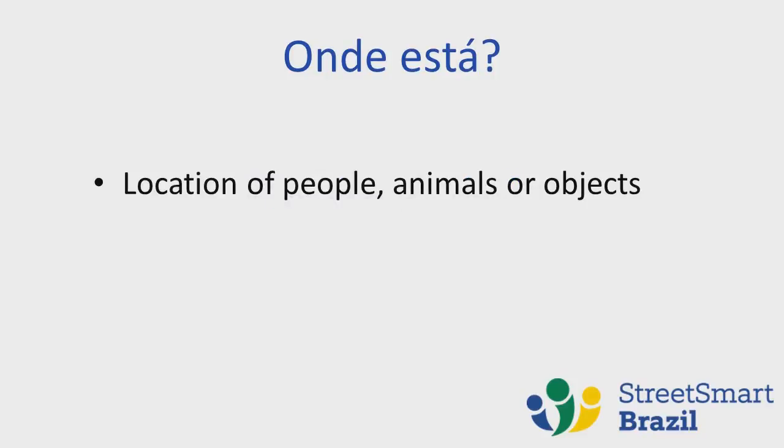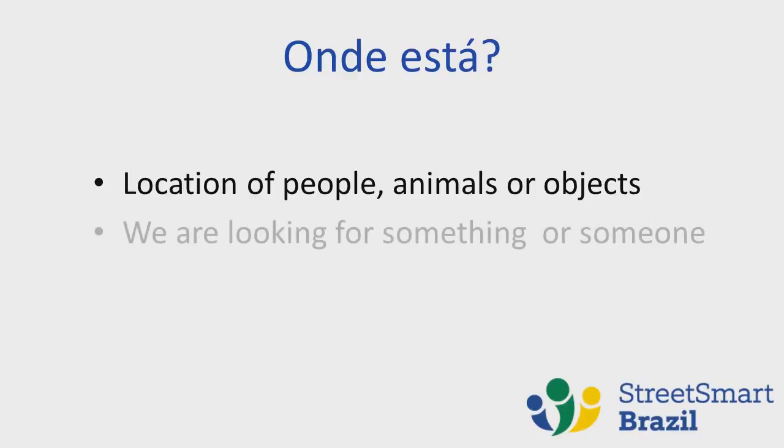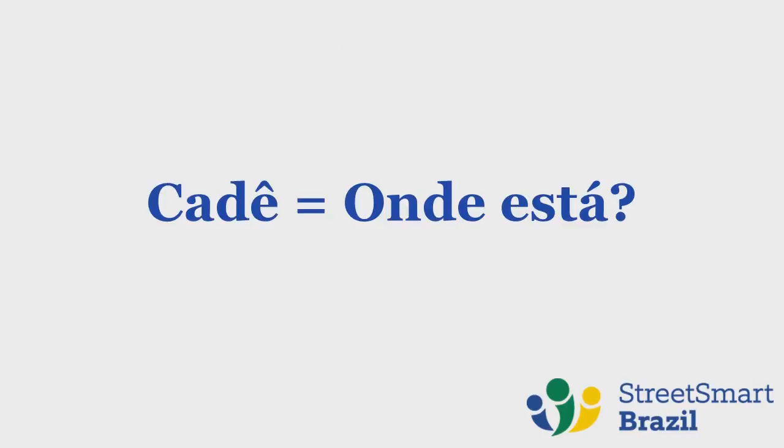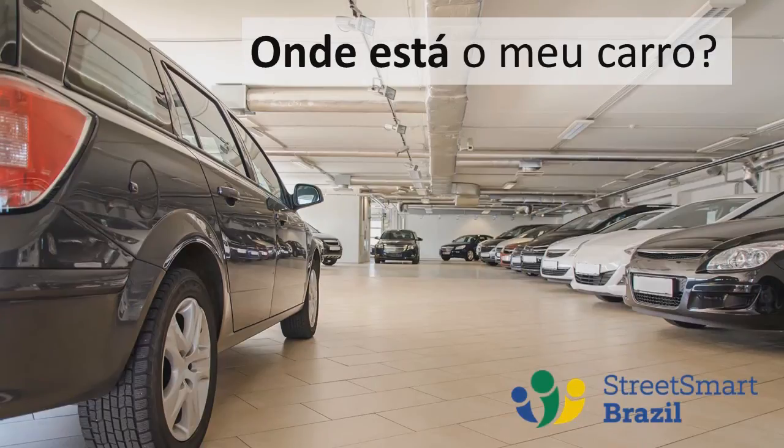Okay, now let's see onde está. We use onde está to ask about the location of people, animals, or objects. So you see it's the same use as cadê. We do that when we're looking for something or someone. So basically cadê and onde está, they mean the same thing. You can use one or the other. Cadê is considered a little more informal, but it really is predominant in spoken Portuguese today. So let's see a few examples.